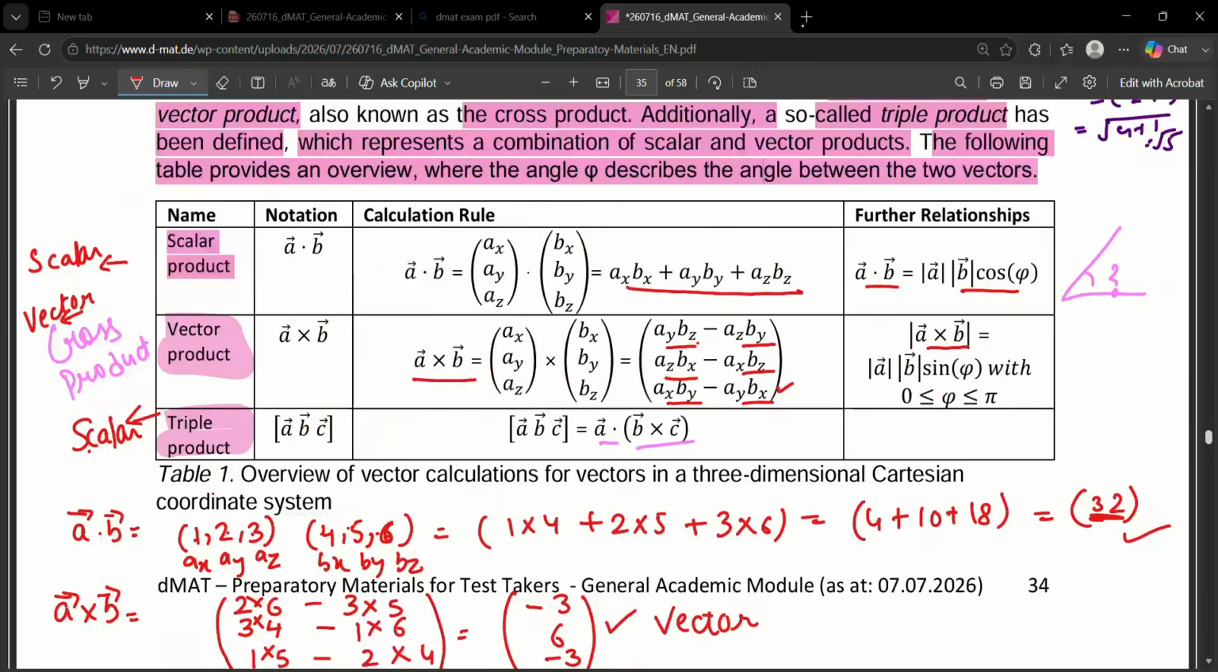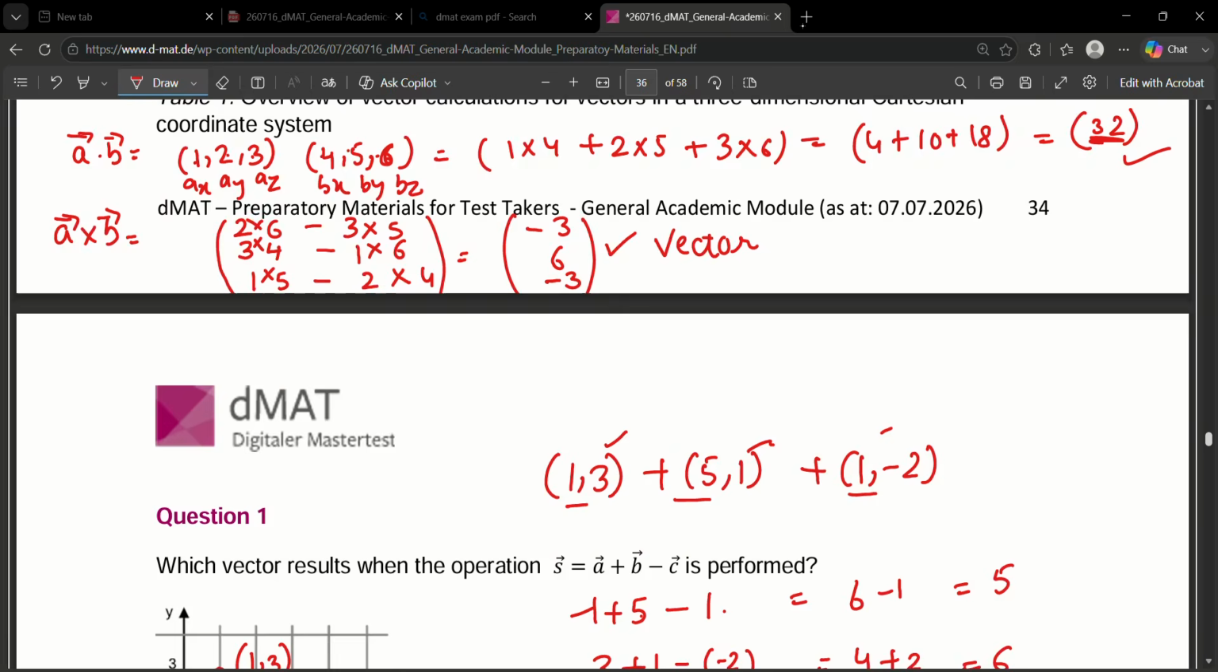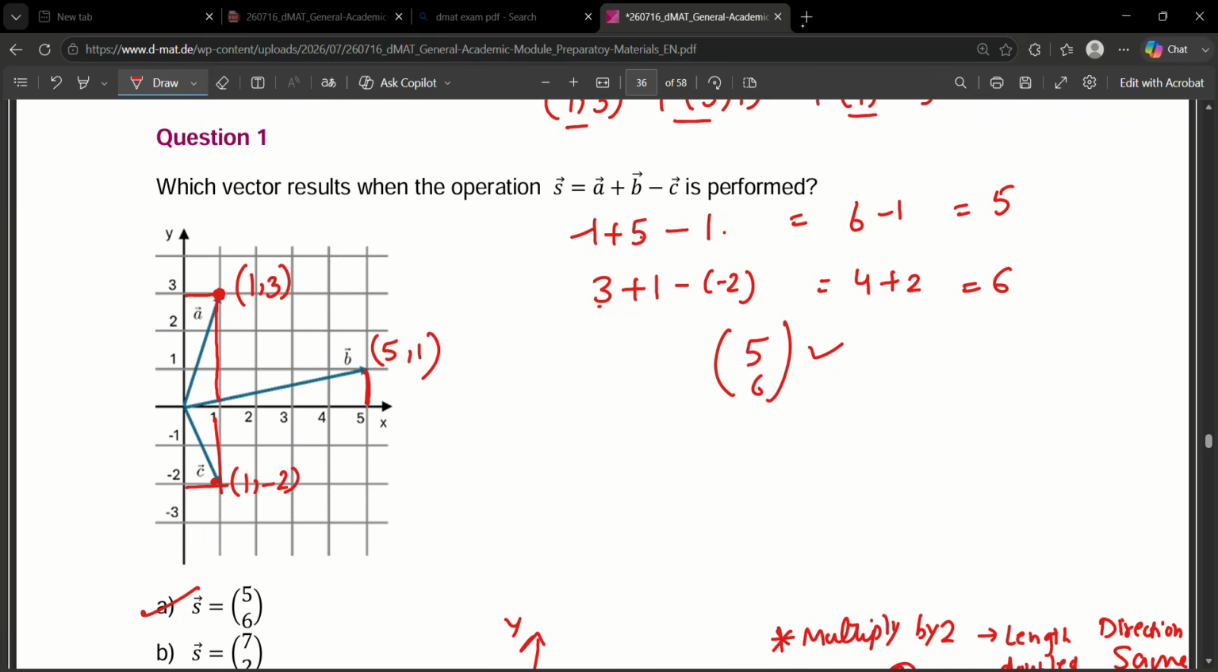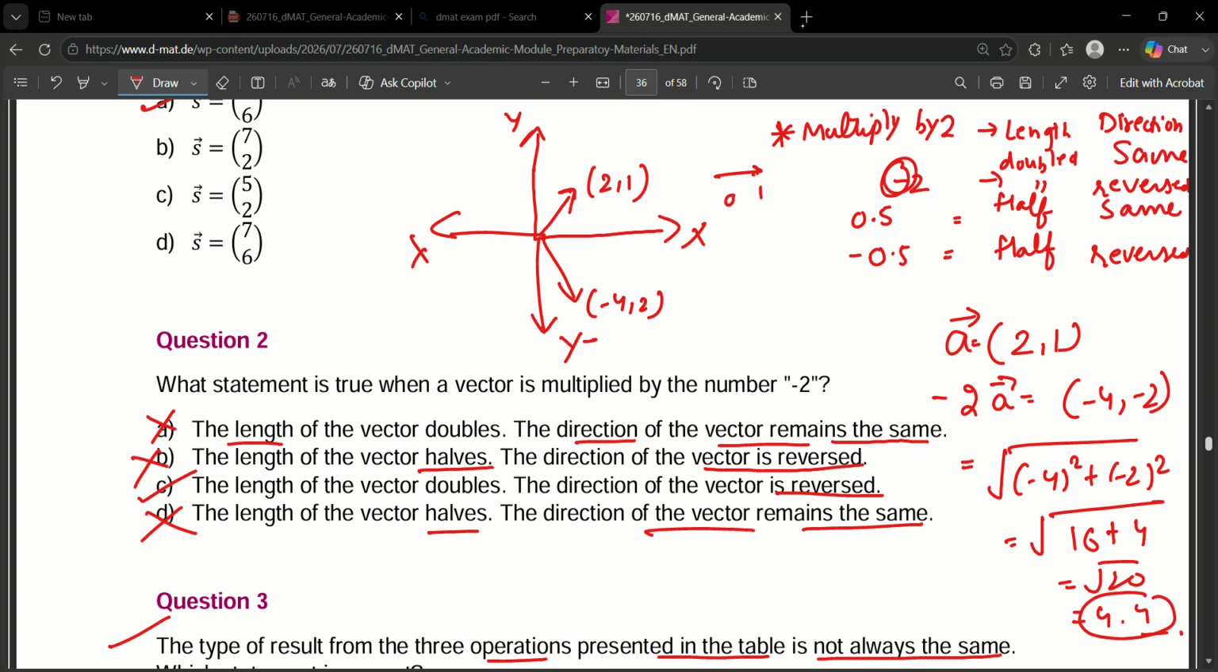You have to remember one point: the dot product answer would be a scalar, the cross product answer would be a vector, and the triple product answer would be a scalar. Now moving further, which vector results when this operation is performed? First of all, try to learn the coordinates. Don't get confused that this is starting from 0 or anything. You have to find this coordinate 1, 3, 5, 1, 1, minus 2. Then you have to solve. You will get these three points here. Solve and you are going to find the answer.